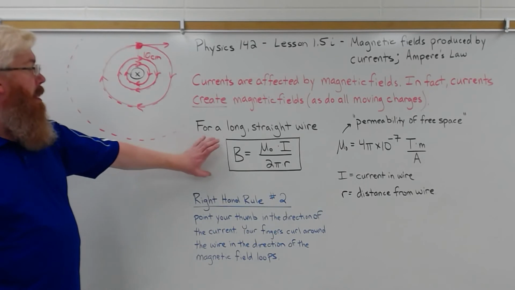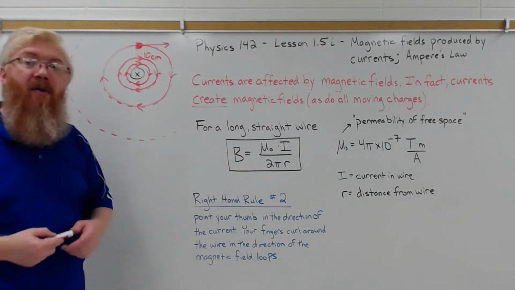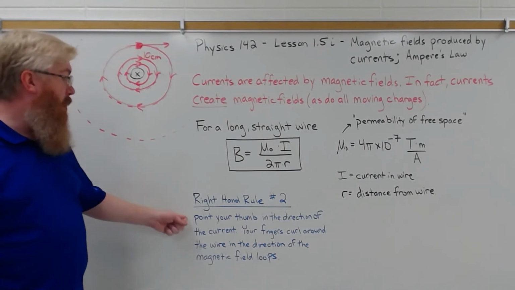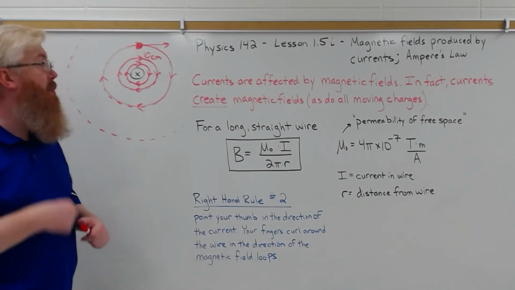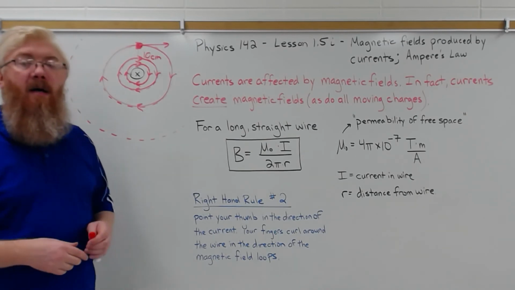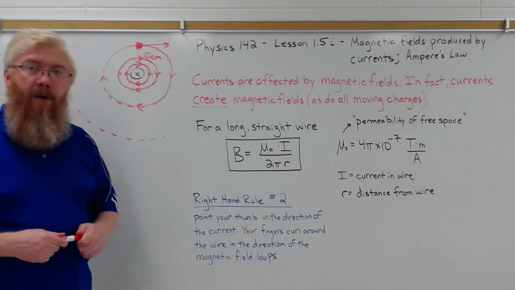So, again, this gives you the magnitude of the magnetic field around a current carrying wire. And the right-hand rule number 2 gives you the direction of the magnetic field, the direction of the loops it takes as current flows through that wire.